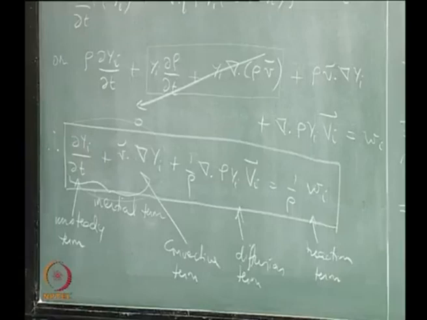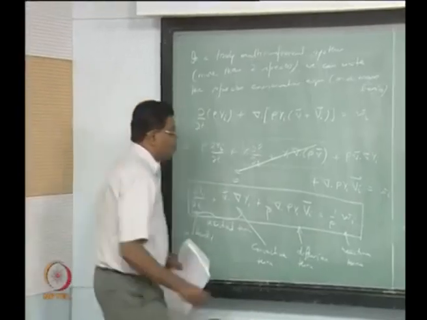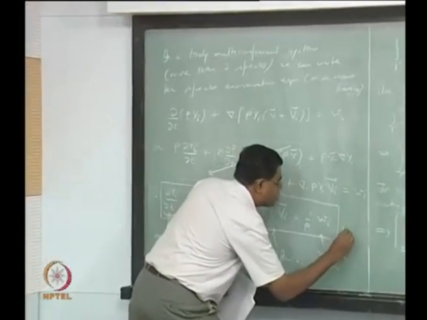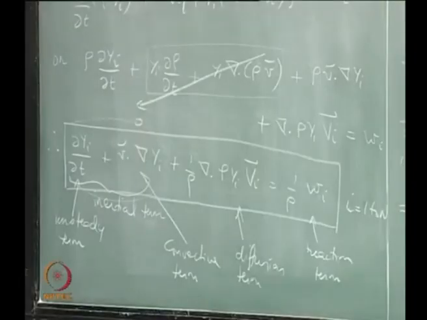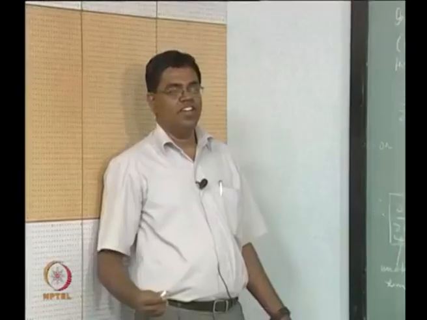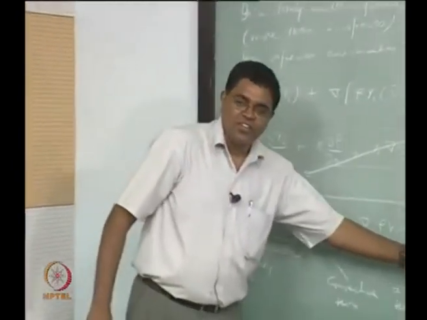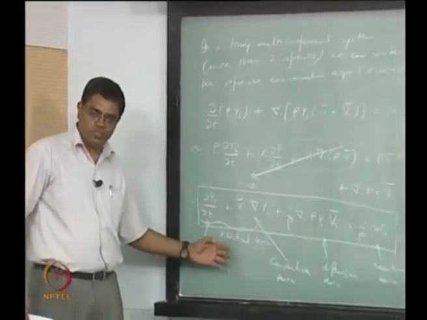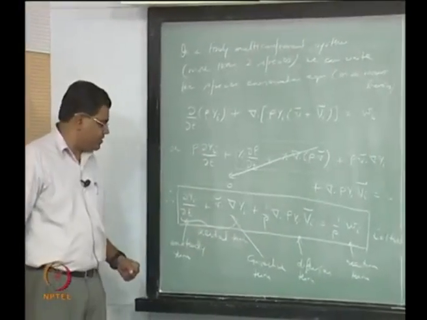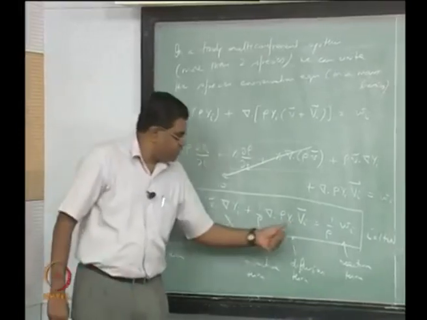But you have to keep in mind, now that you're looking at a truly multi-component system, this is one equation that actually represents n equations, and n could be pretty large. Okay, could be 5, 10, 40, 100, not more than that, mostly. Okay, so this is an equation that actually consists of a large number of equations. Keep that in mind.